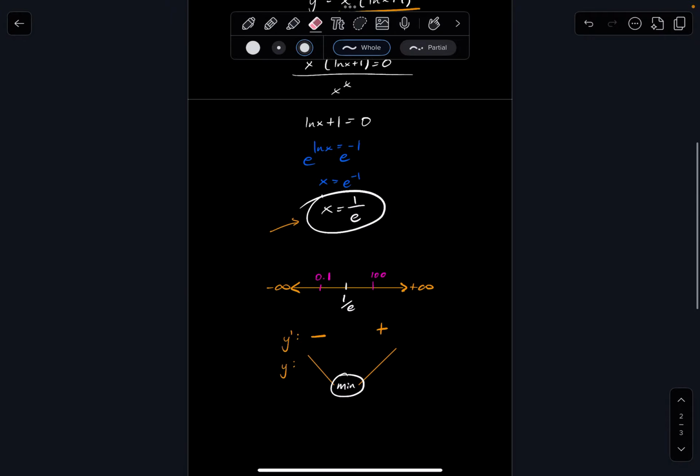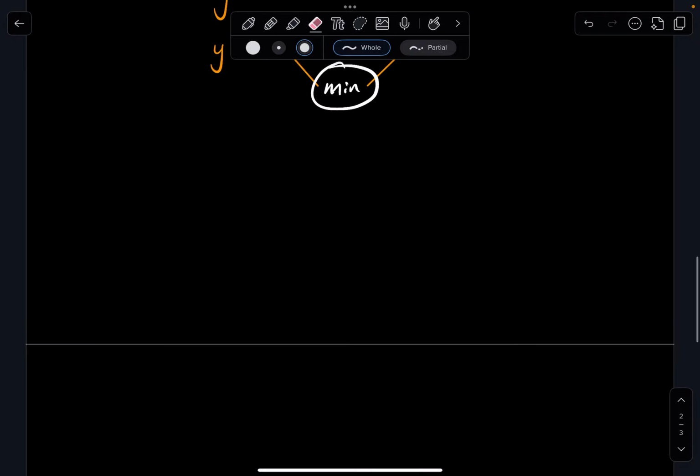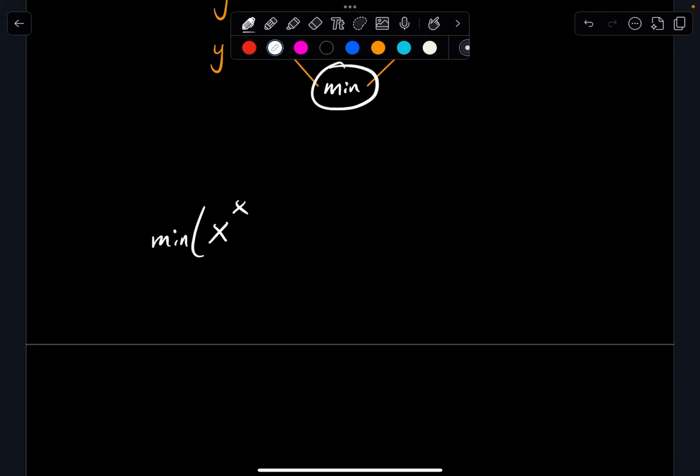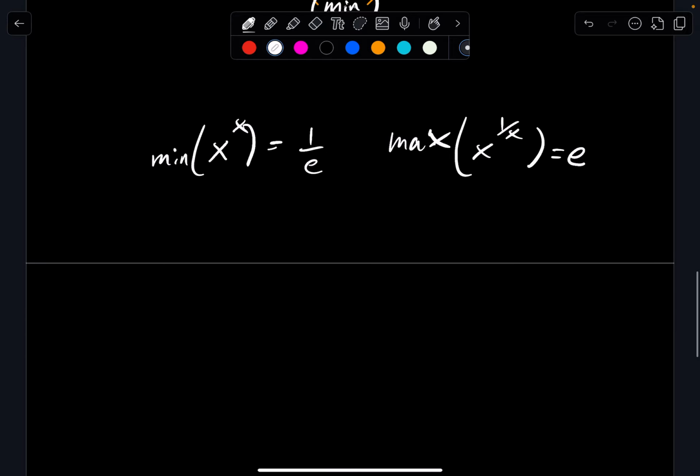Now, you can extend this definition and even relate it with the other function we did in our previous video. If the minimum of x to the x is equal to 1 over e, and the maximum, spoiler alert, I did the proof of this in my other video, of x to the 1 over x is equal to e, that means these are just inverses. They're somewhat related, and you can see that evident in the exponent of x to the x and x to the 1 over x.